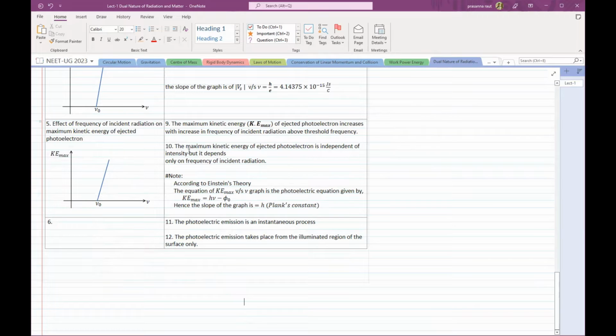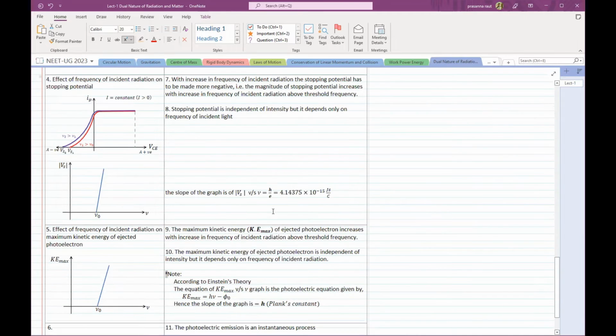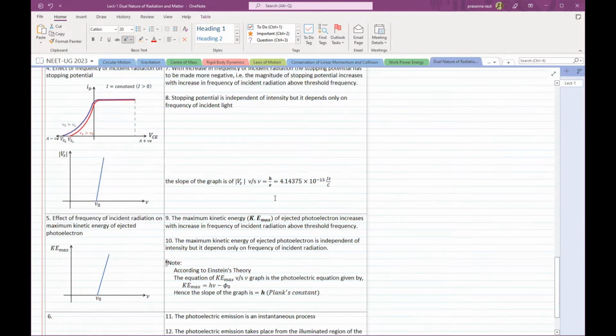It is a straight line. The maximum kinetic energy of ejected photoelectron is independent of intensity, but it depends on frequency of incident radiation only. Now, according to Einstein's theory, we will study this later, but I will tell you now: the slope of the graph is h. Remember this. As far as MCQs are concerned, we should know this directly. So the slope of this one is h, and the slope of the upper one is h by e.